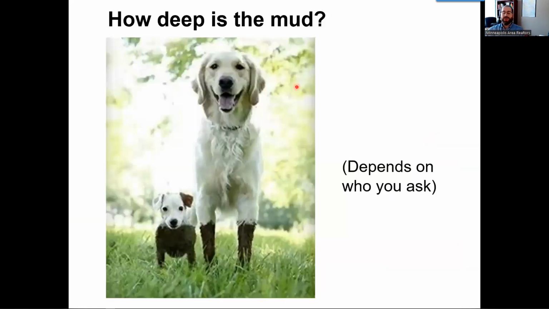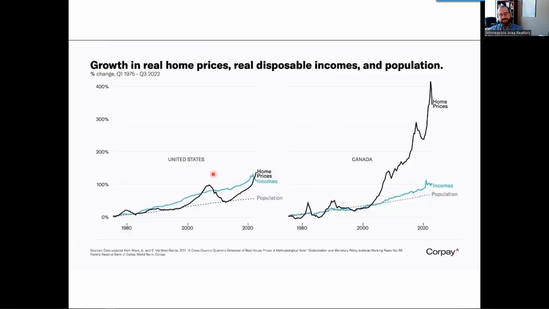How deep is the mud? Well, it depends on who you ask, right? Look at this one. Our friends to the north, yikes, they got it worse than we do, folks. So look at us going all the way back to 1980. You've got prices in black, incomes in blue, and then population as a dashed line at the bottom there. This was tough. Home prices sort of above incomes, or at least indexed, right? This is tough now because we're in a similar place.